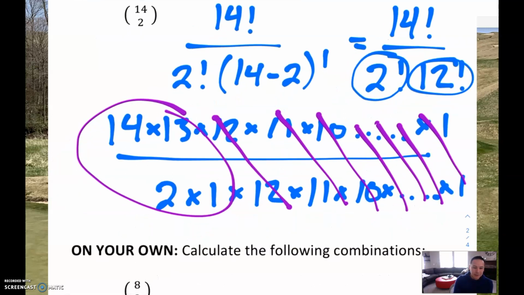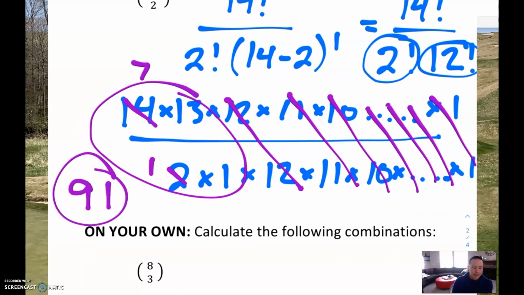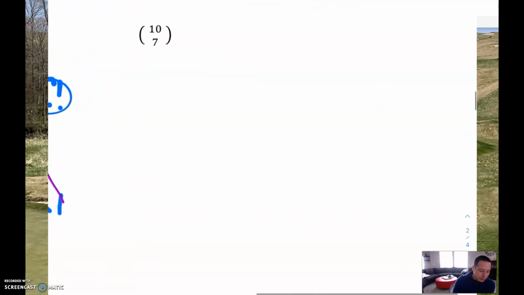So 14 times 13 divided by 2 times 1. I would cancel the 14 and the 2 to be 7 and 1. 7 times 13 is 91. And there's your calculation. So a lot of things just end up canceling out, and you get 91. Let's go ahead and do one more together.